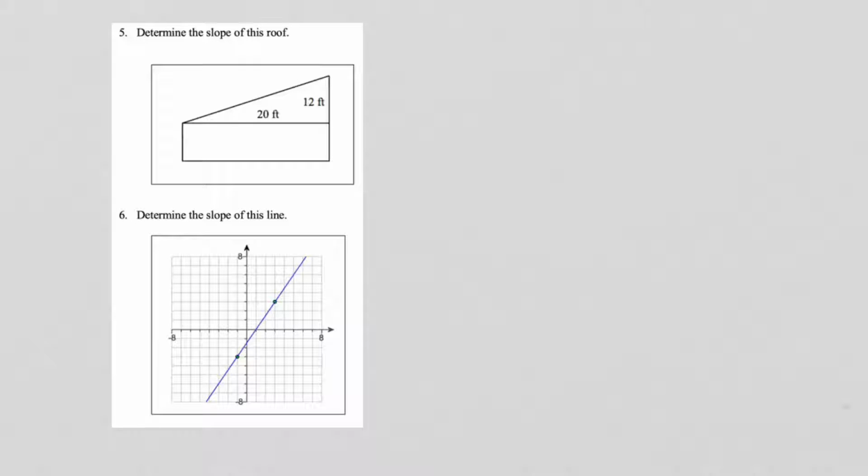Let's find the slope of this roof here in number 5. Now, the vertical change over the horizontal change, because after all, that's what slope is. Practically, it's the rate of change. It's a measure of the rate of change. So it's the vertical change over the horizontal change. So if we think of it that way in this problem, we're going to have a fraction.